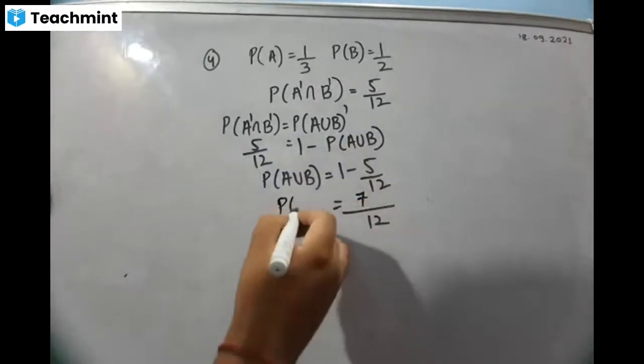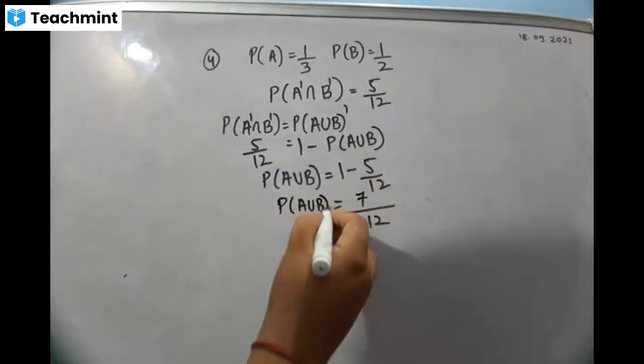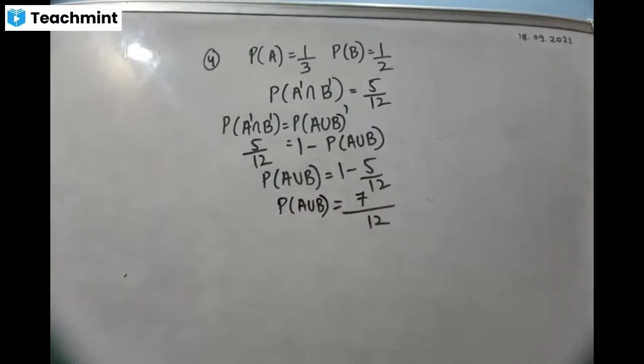So probability of A union B is 7 by 12. Okay, I hope everyone understood this. I hope you realize that in these types of questions you have to use your brain and the formula.